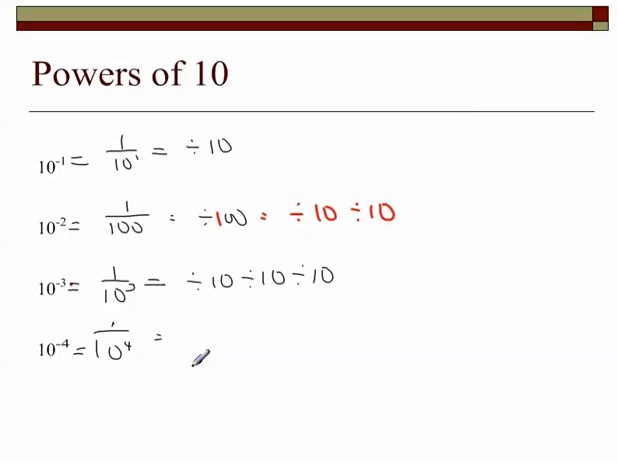1 over 10 to the 4th would be the same thing as dividing by 10 4 times.